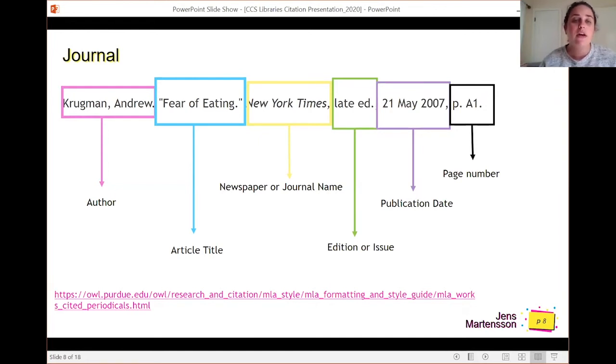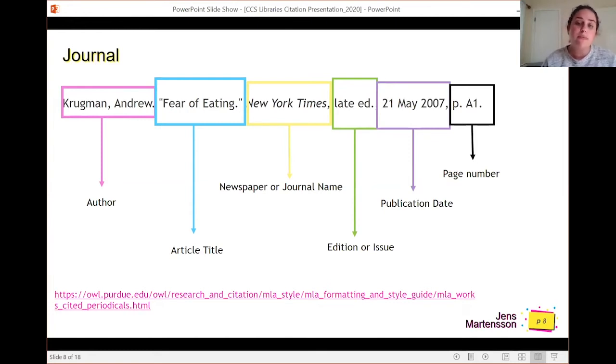In this case, we have the author and the article title, right? So not just the name of the newspaper or journal, which in this case is the New York Times, but we need to know what within it we were looking at. The edition or issue, right? Unlike a book where there might just be one copy, newspapers sometimes put out daily editions or issues, or potentially multiple issues in a day, so we need to know which copy we're looking at. In this case, it's the late edition, the publication date, and then again, the page number.